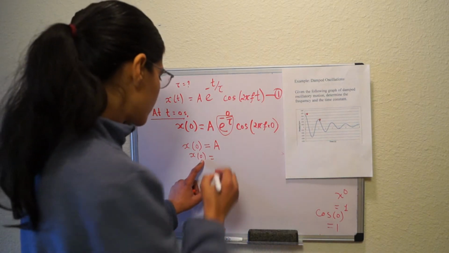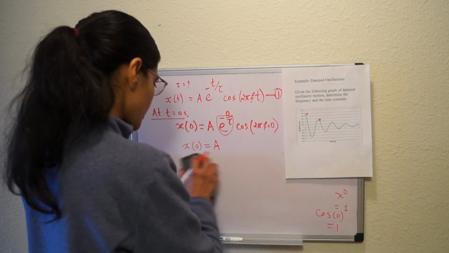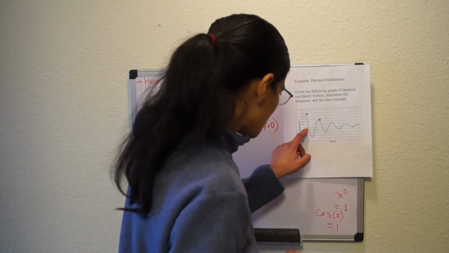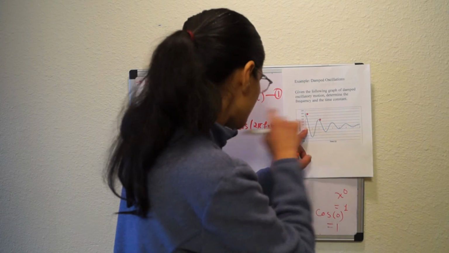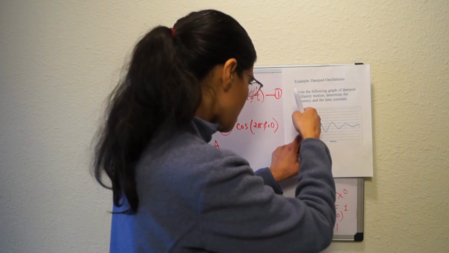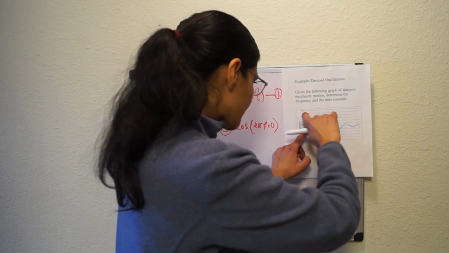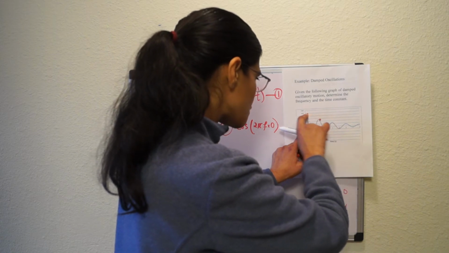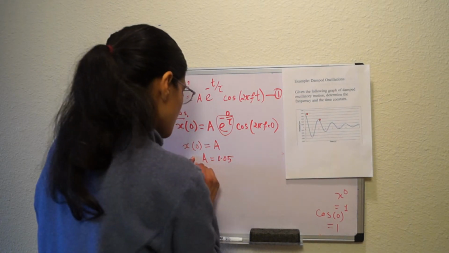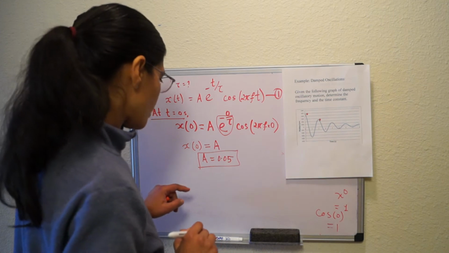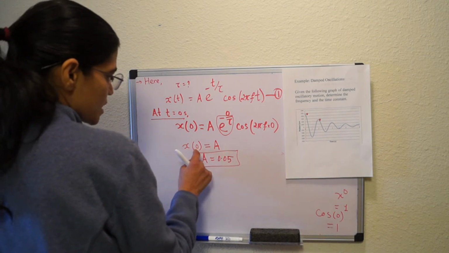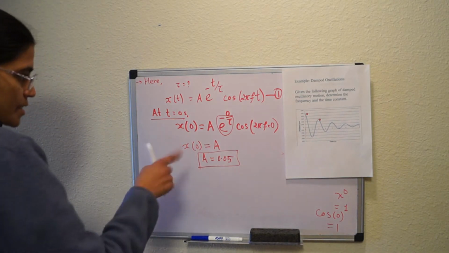So our amplitude A equals x at 0. What's the value of our x when t equal to 0? At that point, we look at the vertical position axis, and the value of the position is 0.05. So the amplitude is 0.05. That's the value of x at t equal to 0. So that's the amplitude we have.